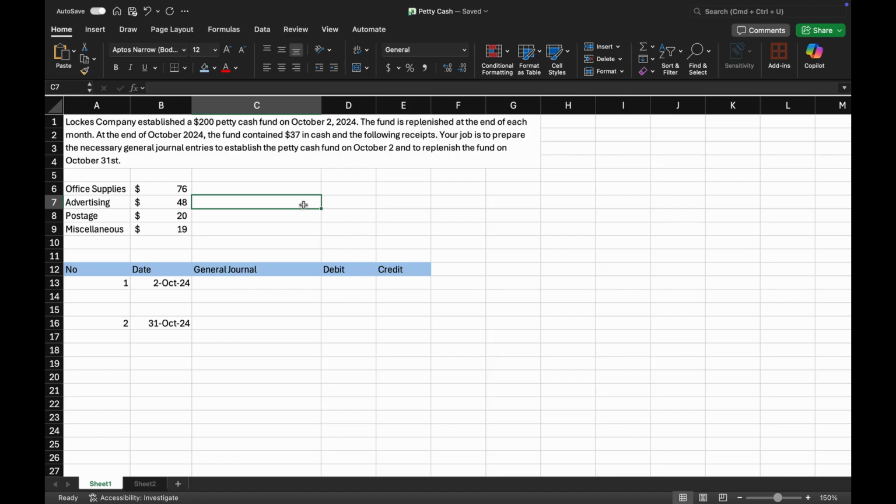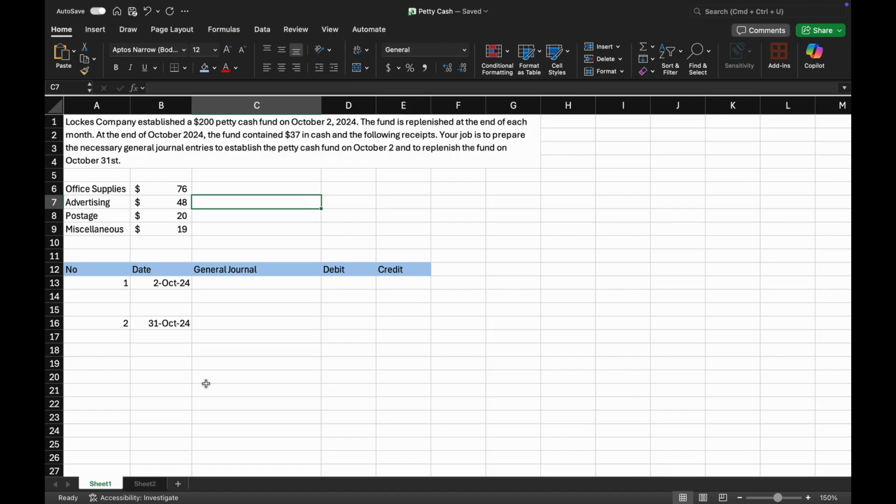At the end of October 2024, the fund contained $37 in cash and the following receipts: office supplies $76, advertising $48, postage $20, and miscellaneous at $19. Your job is to prepare the necessary journal entries to establish the petty cash fund on October 2nd and to replenish the fund on October 31st.